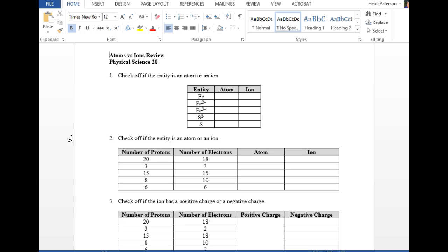Atoms are neutral, which means they are not going to have anything else in the symbol except for its element identity. That is an atom. Anytime you see a 2 positive, 3 positive, a number to the top right-hand side of that formula, that's telling you that it is an ion.